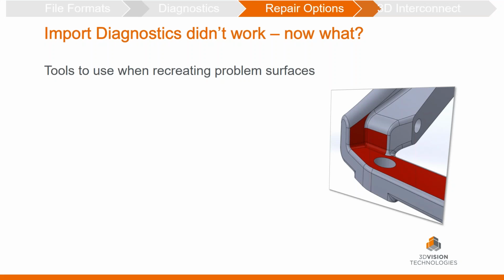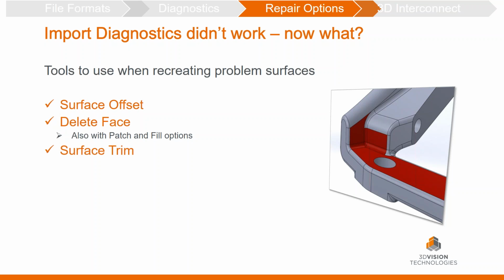So let's review those. We've used just a few of these tools to recreate problem surfaces. We used surface offset. We used delete face. There's also a couple of sub options there to patch and fill, so it's actually going to create and fill the gap that's going to be left when you delete those faces. So that's something you want to investigate. Surface trim we used, and also knit surface to sew it all up and make it into a solid again.